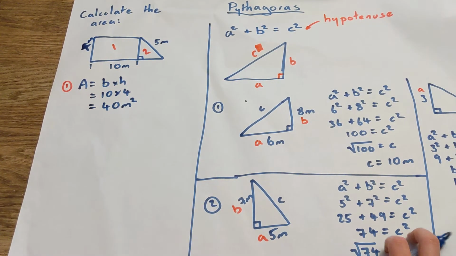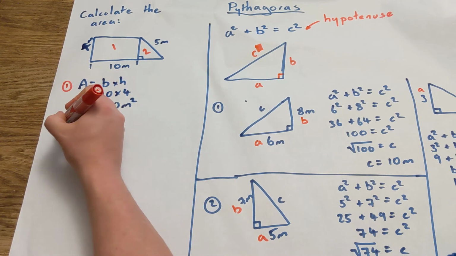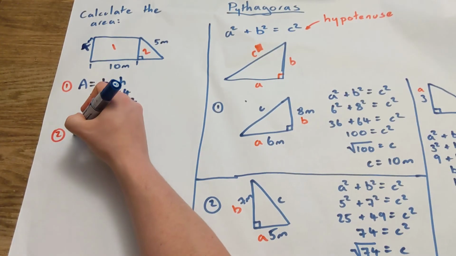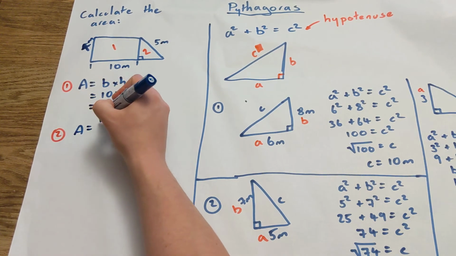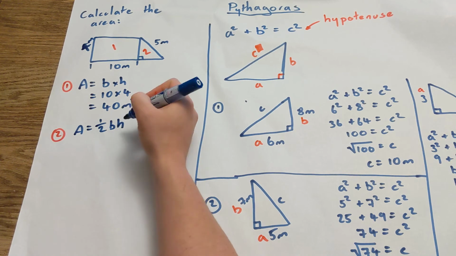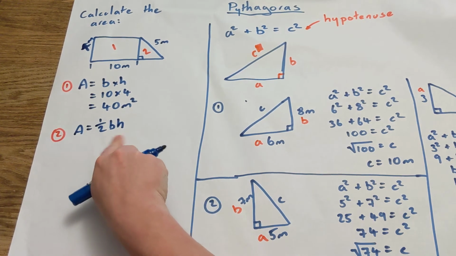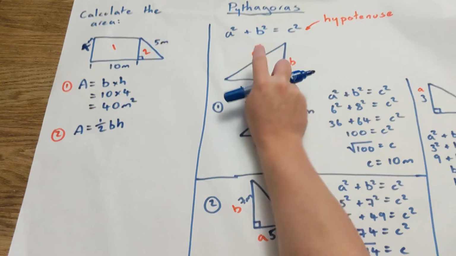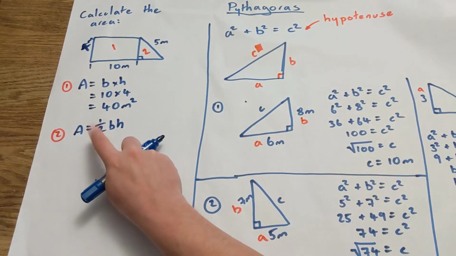Okay, now shape 2, a little less easy. The equation for the area of a triangle, remember, is a half times the base times the height. You will need to remember this equation. You're given the Pythagoras equation in the exam, you're not given this, so you need to remember this.